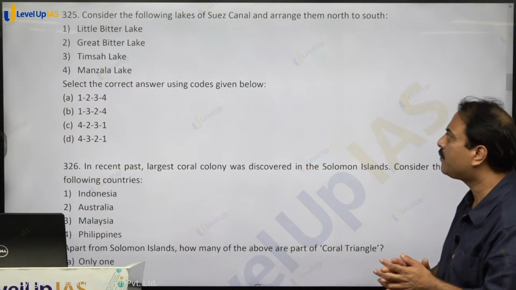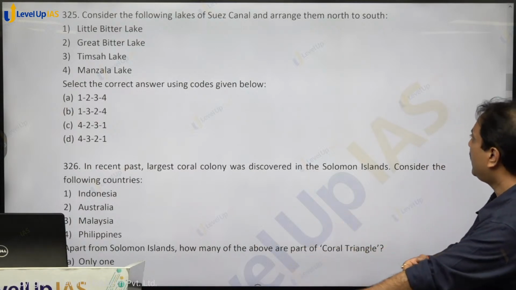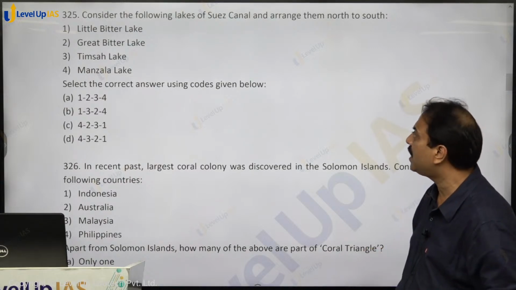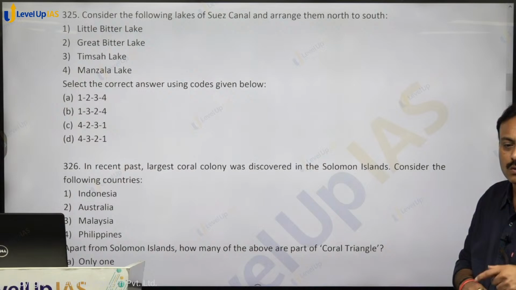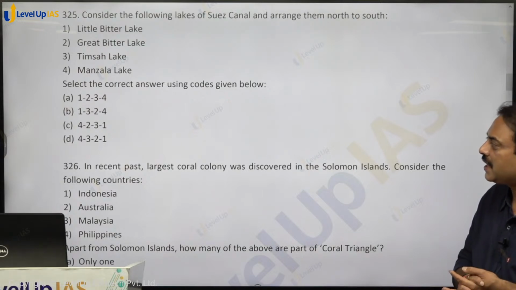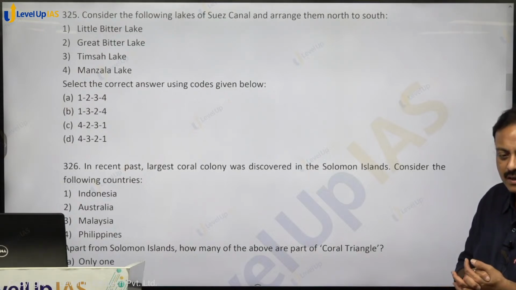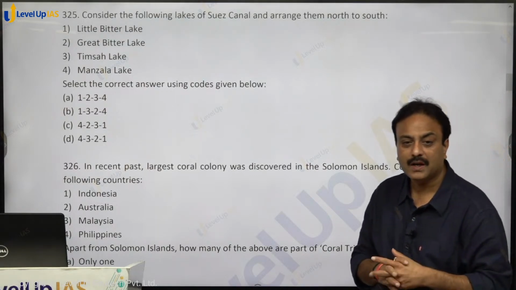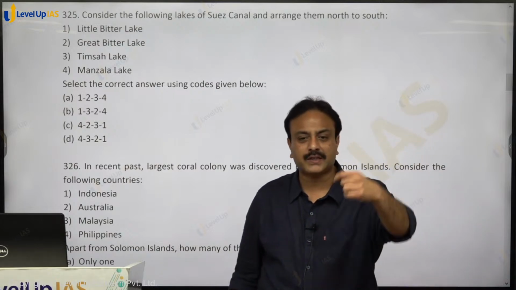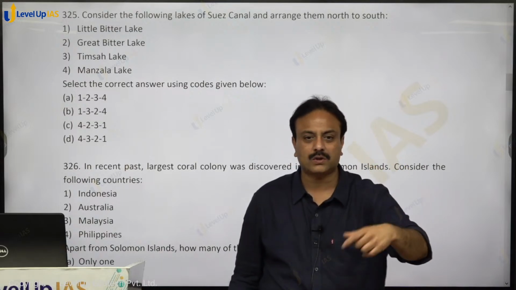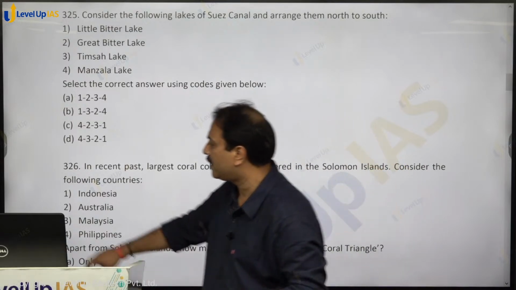Next question. Consider the following lakes of Suez Canal and arrange them north to south. The lakes which are present in Suez Canal. So Little Bitter Lake, Great Bitter Lake, Timsa Lake, Manzala Lake. Heard their names? Suez Canal, when it is moving from Gulf of Suez to Port Said in Mediterranean, it is having lakes in its course. Number of lakes are present over there.